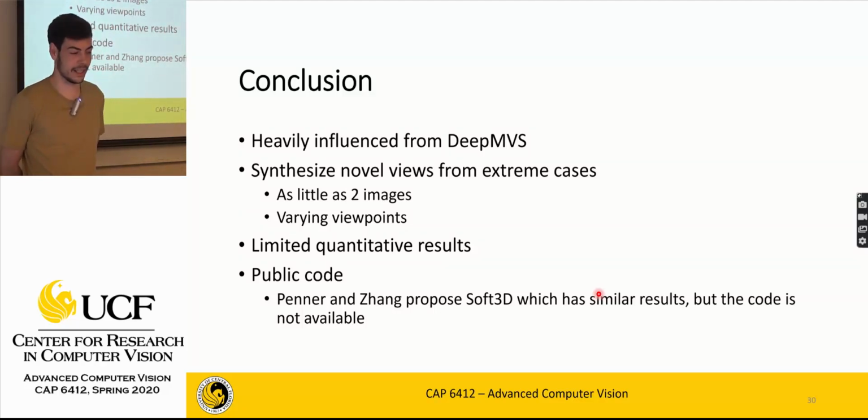And the last thing is that this code is publicly available. Penner and Zhang with the Soft3D network are able to get better results for textures, but their code is unavailable, whereas this code is publicly available.